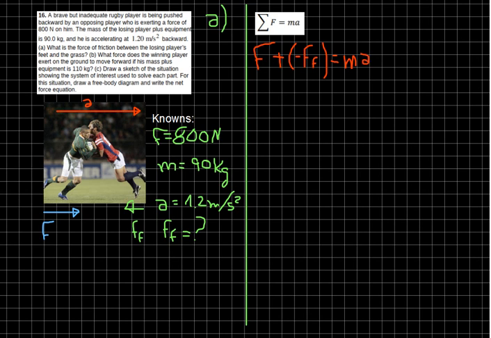We have all of this data, but we don't have the force of the friction. So let's replace all of those letters by the numbers. The force is equal to 800 newtons. Here we can say positive multiplied by negative is going to be negative, and that is going to be equal to the mass, 90 kilograms, times the acceleration. The acceleration is equal to 1.2 meters per square second.